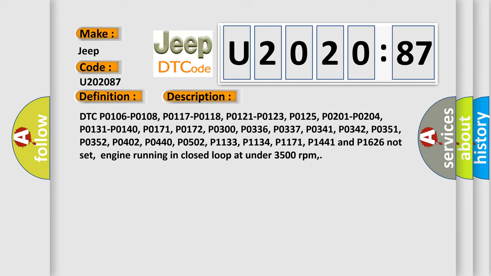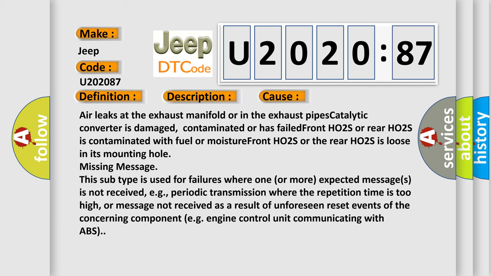This diagnostic error occurs most often in these cases: air leaks at the exhaust manifold or in the exhaust pipes, catalytic converter is damaged, contaminated or has failed, front HO2S or rear HO2S is contaminated with fuel or moisture, front HO2S or rear HO2S is loose in its mounting hole. Missing message: this subtype is used for failures where one or more expected messages is not received, e.g., periodic transmission where the repetition time is too high, or message not received as a result of unforeseen reset events of the concerning component, e.g., engine control unit communicating with ABS.